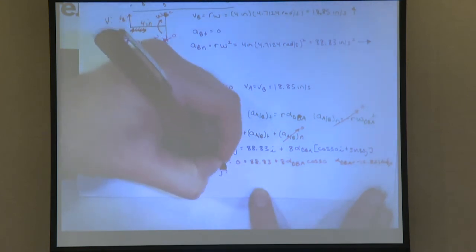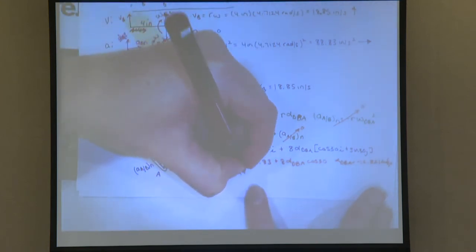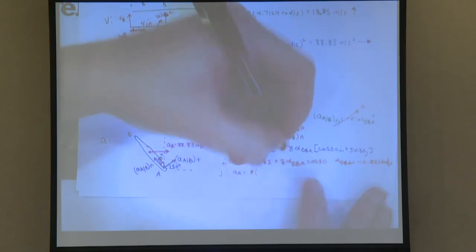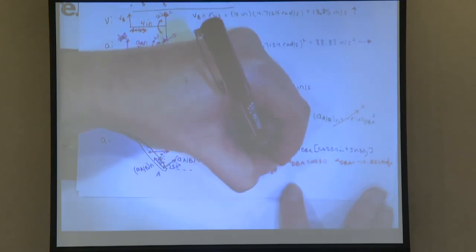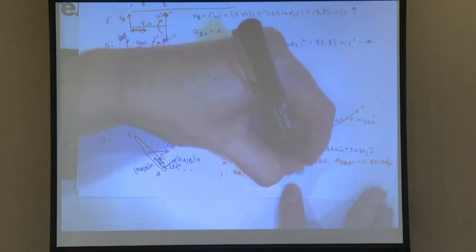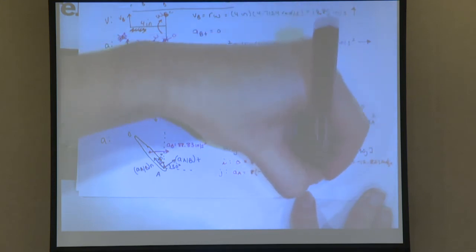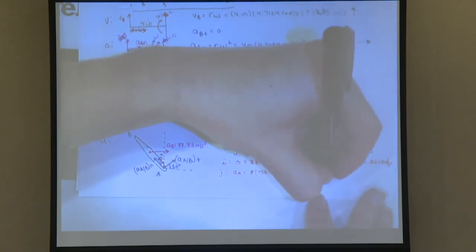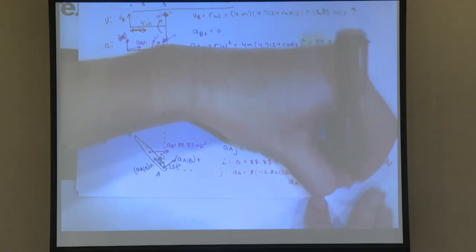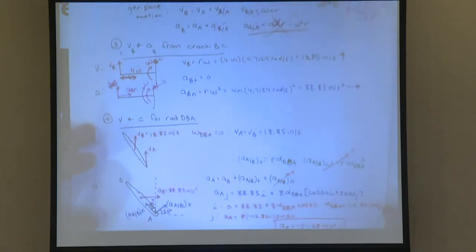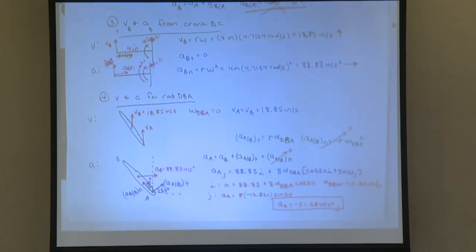And then for the J direction, I have acceleration of A. It's going to equal 8 times that alpha, which is negative 12.821, times sine of 30. So acceleration of A is negative 51.28 inches per second squared in the J. Alpha was negative 12.821.